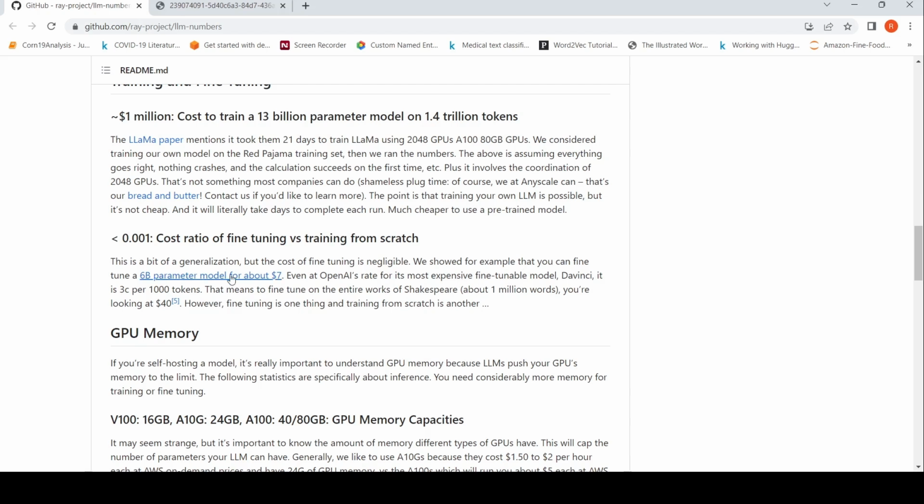They show an example where you can fine-tune a 6 billion parameter model for about $7. Even at OpenAI's rate for its most expensive fine-tunable model, DaVinci, it is 3 cents per 1000 tokens. This means to fine-tune on the entire works of Shakespeare, you are looking at $40. However, fine-tuning is one thing and training from scratch is another. So that is the idea: fine-tuning is going to be cheaper than training from scratch.